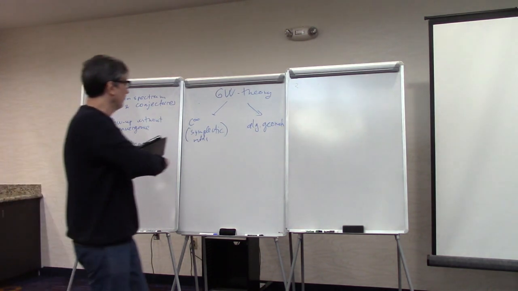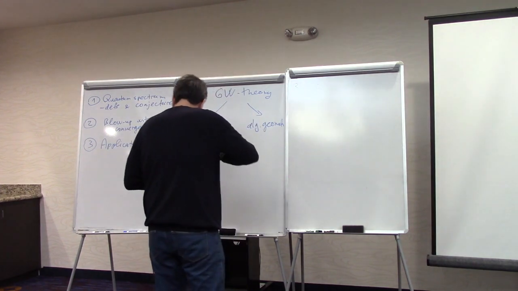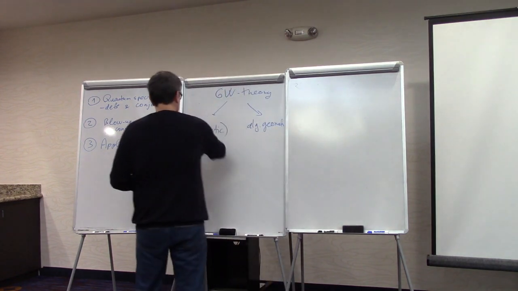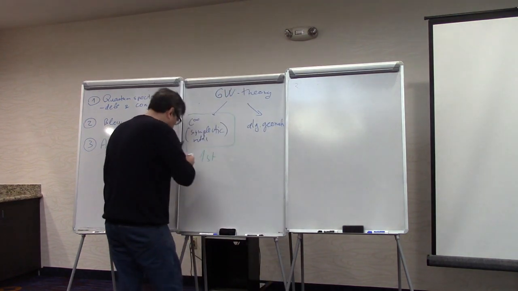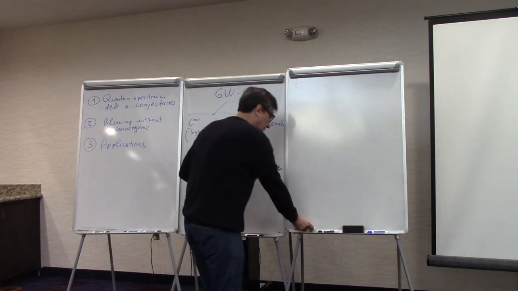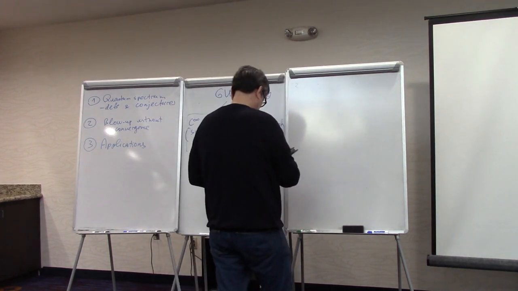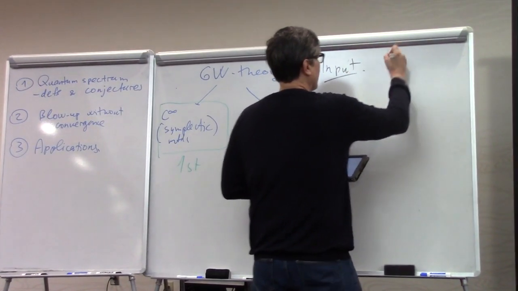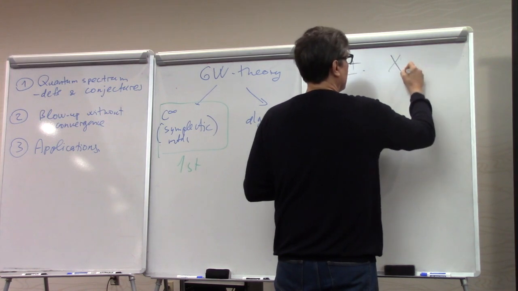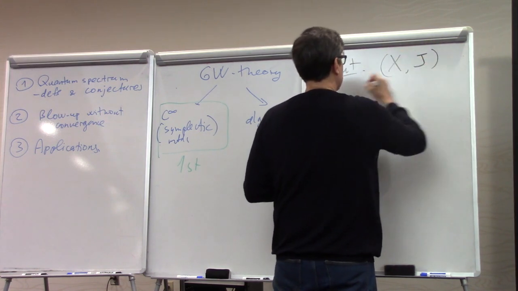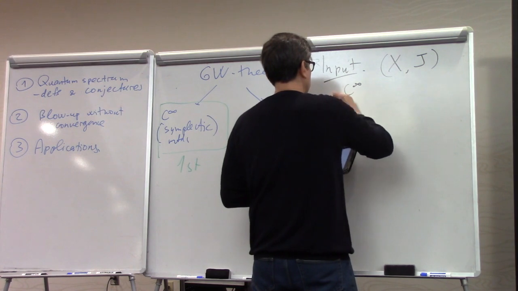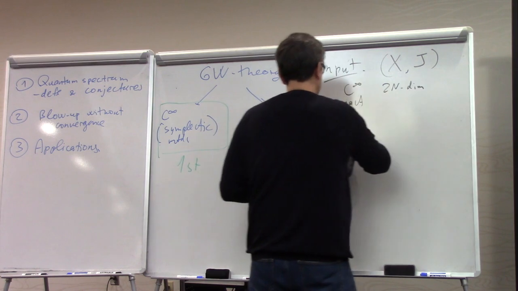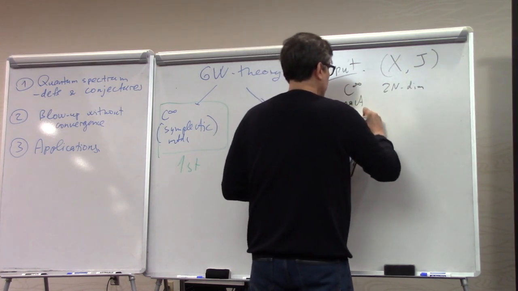Yeah, so what is Gromov-Witten theory? I'll first describe C-infinity theory, where it starts and where it goes. So the input: we get a compact C-infinity manifold of even dimension, and J is the almost complex structure.